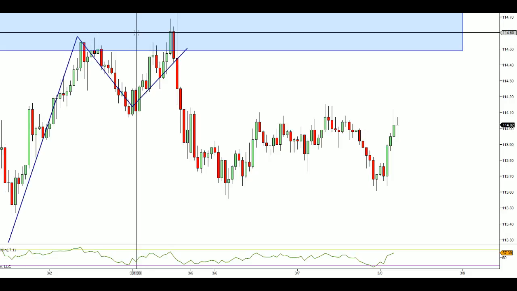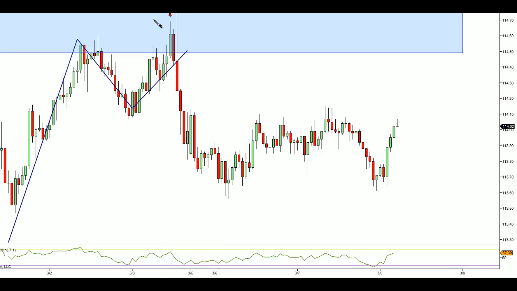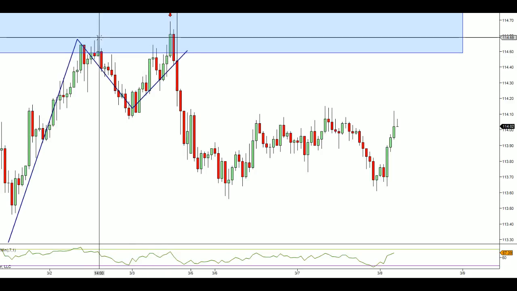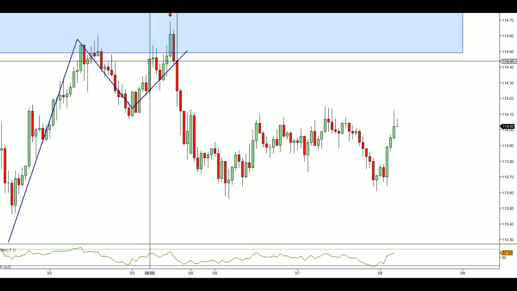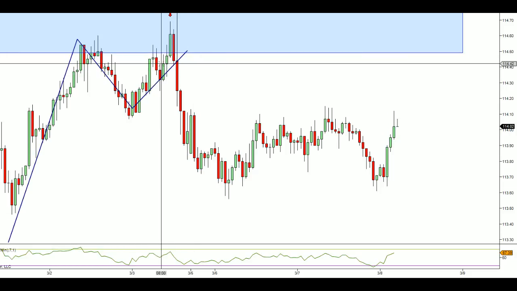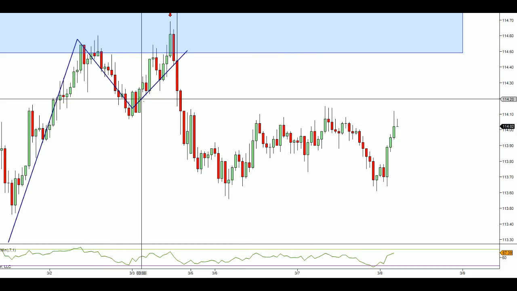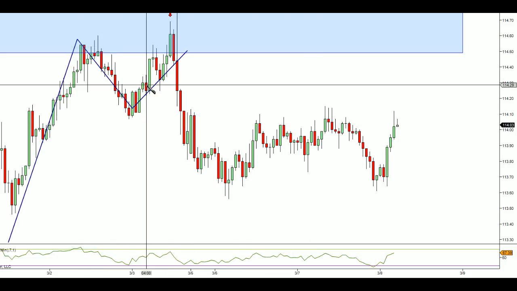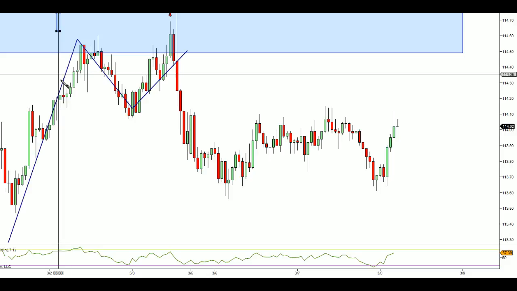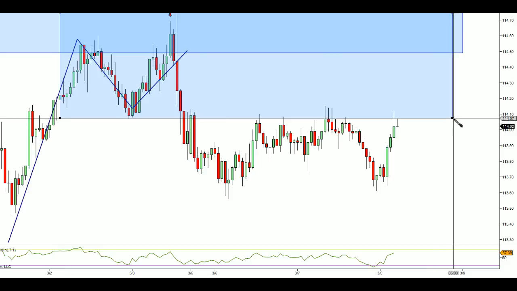However, here on the 1 hour, we did get a higher high, higher close on this candle right here. So what I'm looking for is a retest of this area, this double top from the 4 hour. So I'm looking for somewhere in here to get short.